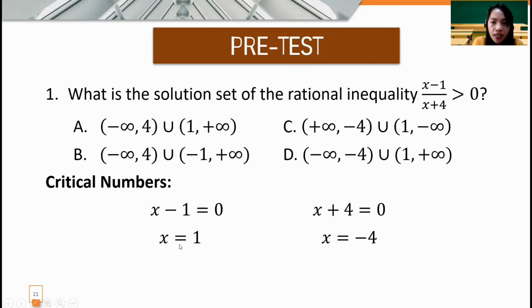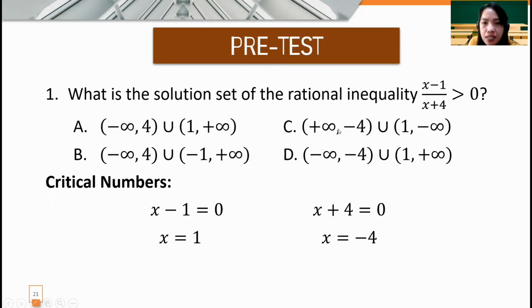Here we have 1, and the second we have negative 4. So ang critical numbers ay negative 4 and 1. Mas mababa yung negative 4 kaysa sa 1. So dapat from negative infinity to negative 4 bracket, that is the first interval from negative infinity to negative 4. Hanapin natin. A and B, cross na siya kasi hindi naman negative yung 4.